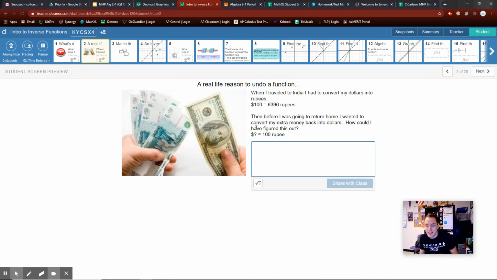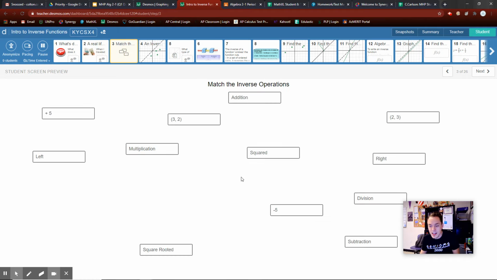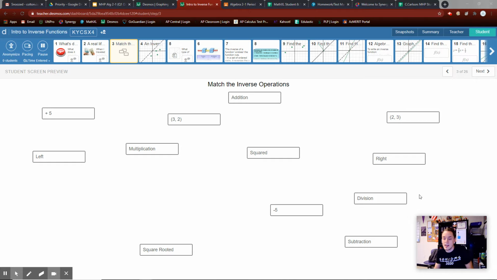Obviously, it's going to be a really easy answer, I promise you, but go for it. Now, on this next slide, you're going to be given something like this. Now, match the inverse operations. There's this thing where we're talking about inverse operations when it comes to mathematics. And we do it all the time, but we don't really do it with functions. We just do it with operations. So that's why we have inverse operations. So let's see if we can match it.